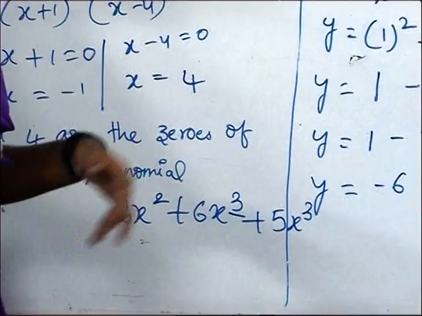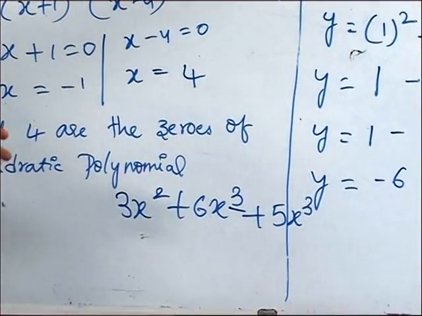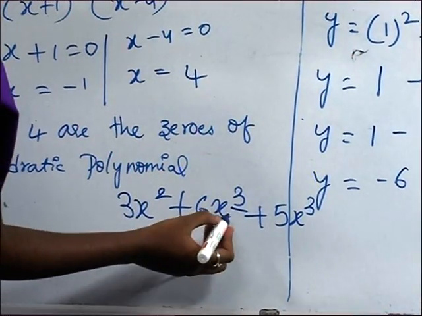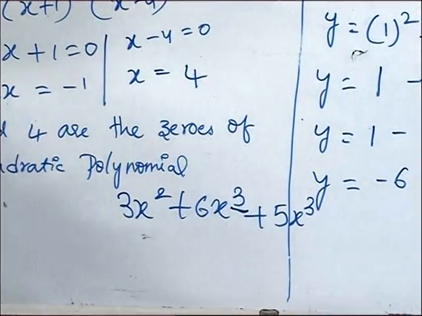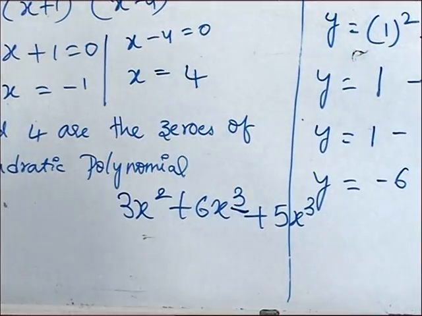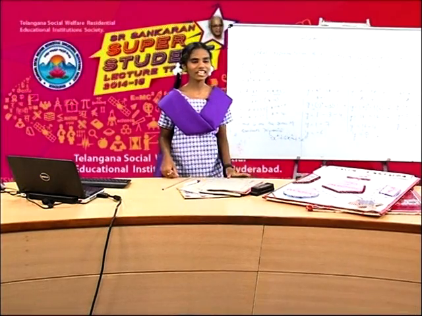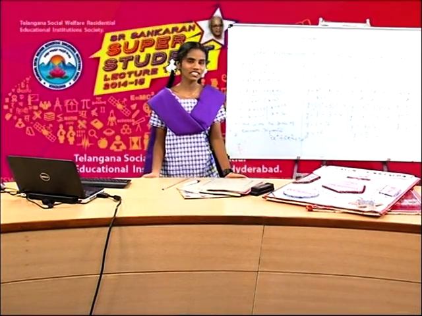Yes, friend, the 5x cube also has a cube, but here the 6x cube is the highest, so the degree of the polynomial is 3. Okay, friend. Thank you. Thank you, friend, for asking a good question.